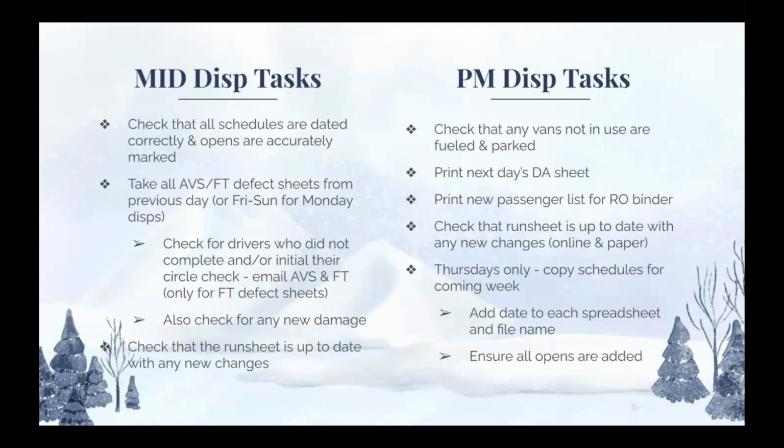And for the mid dispatch tasks, when you come in, check that all the schedules are dated correctly and that opens are still accurately marked. Take all AVS and field trip defect sheets from the previous day. So pretty much what the AM dispatcher entered, they staple it and put it in that drawer. You take those out, go through each of them, and thoroughly check for any drivers who did not complete their circle check and or initial it, and email AVS and field trip if so. Only include the field trip supervisors for field trip related defect sheets.